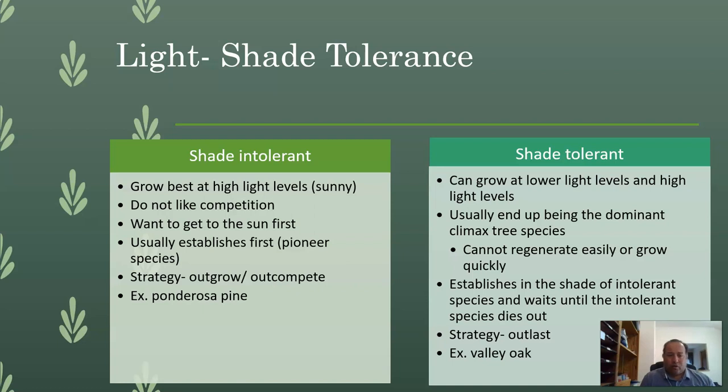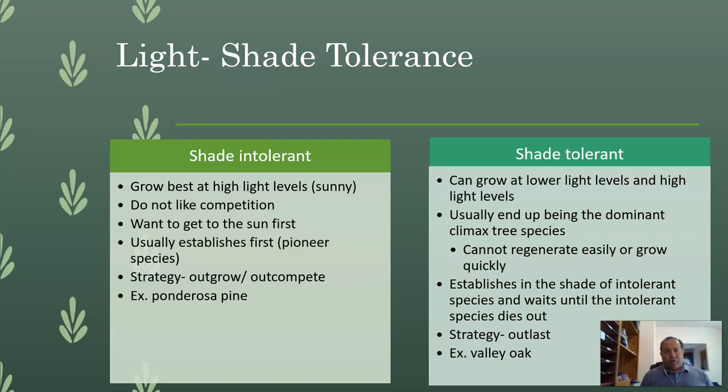And so let's go over the idea of shade intolerant trees. So these grow best at high light levels. So when we're saying high light levels, full sunlight. They don't like competition. They want to get to the sun first. It's a race to the sun. So often these trees are going to be trees that grow tall and straight.